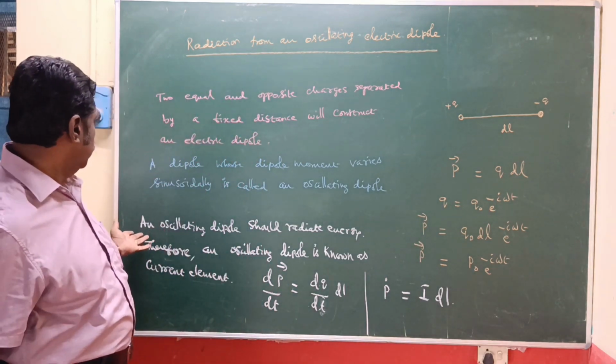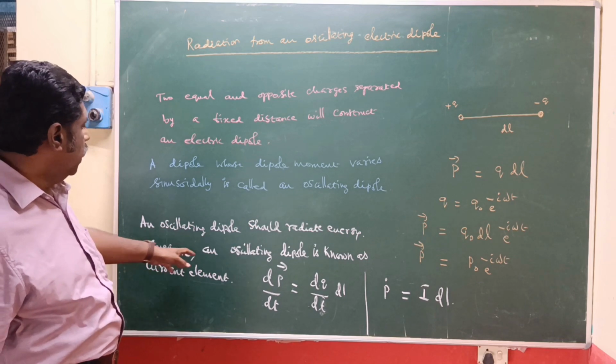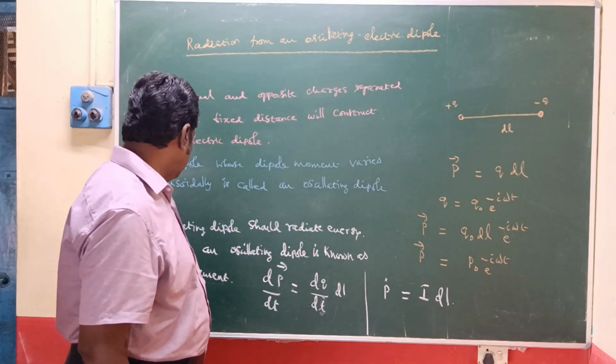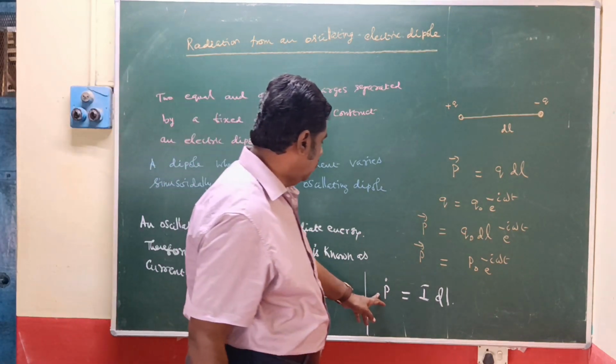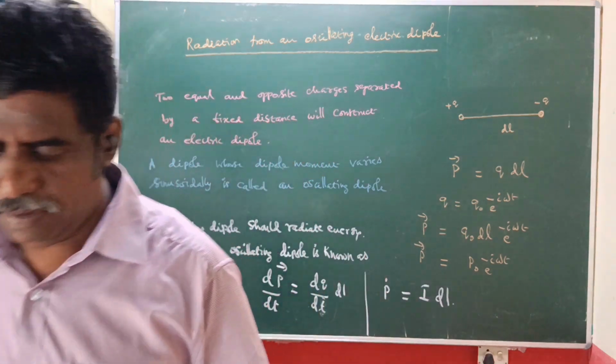Now read out this. An oscillating dipole should radiate energy. Therefore, an oscillating dipole is known as a current element. P dot is equal to I times dl.